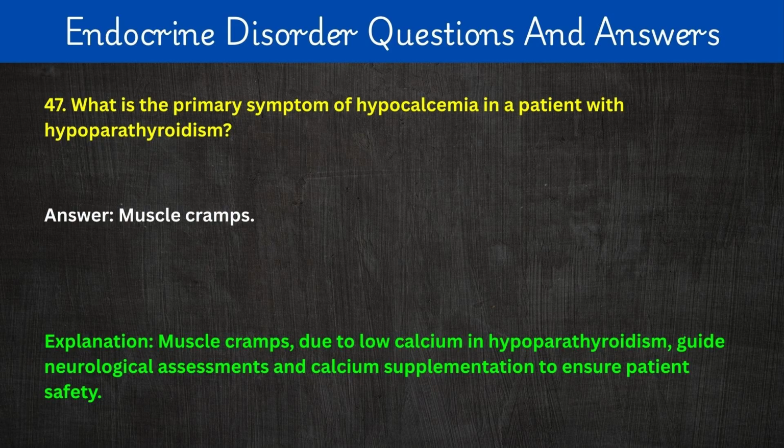47. What is the primary symptom of hypocalcemia in a patient with hypoparathyroidism? Answer: muscle cramps. Explanation: muscle cramps, due to low calcium in hypoparathyroidism, guide neurological assessments and calcium supplementation to ensure patient safety.